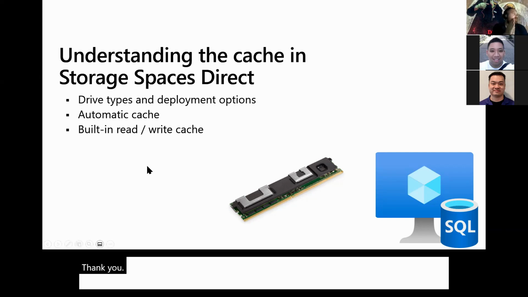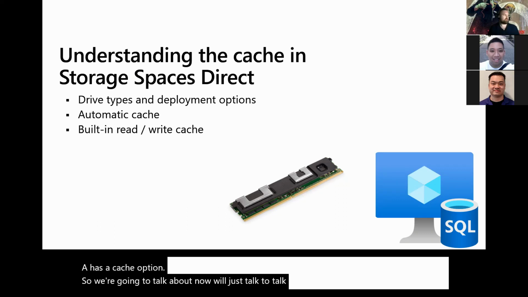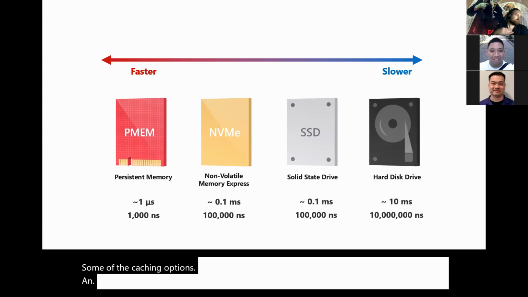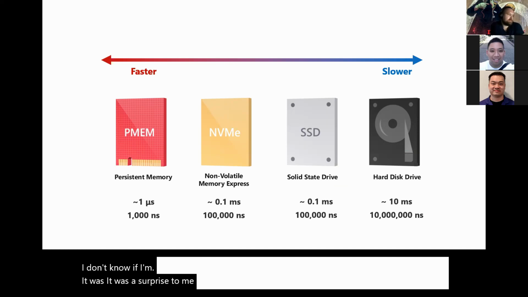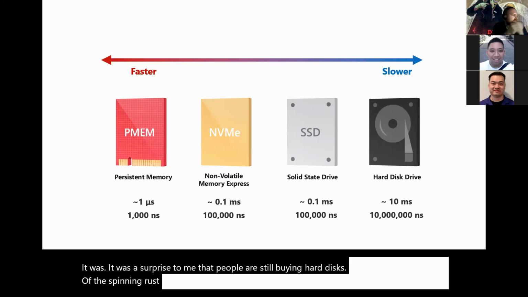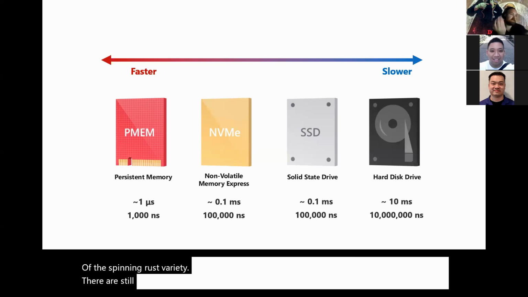Okay, so Storage Spaces Direct has a cache option, and that's what we're going to talk about now. We'll talk through some of the caching options. It was a surprise to me that people are still buying hard disks of the spinning rust variety. They're still out there, they're still being purchased, but then so is tape.